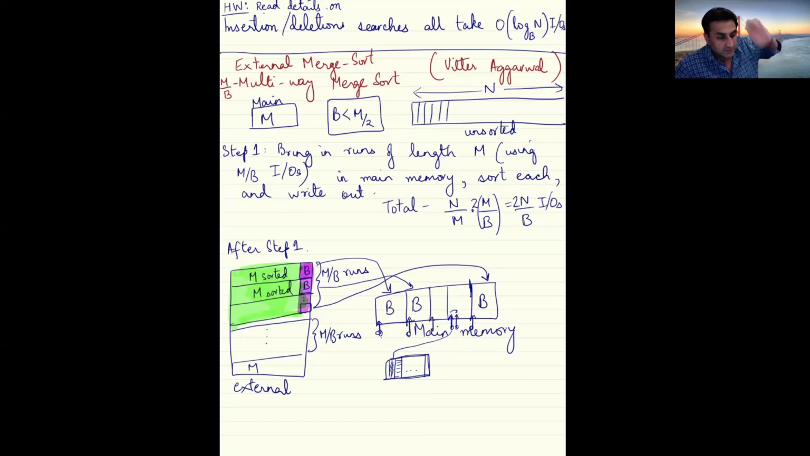Write down the smallest element. Keep writing down the smallest elements until either the block you are writing to becomes full, in which case you evict it and start a new empty block, or until one of these M over B blocks is exhausted, in which case you bring in the next block from that run.